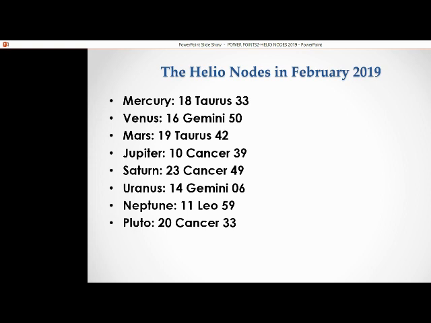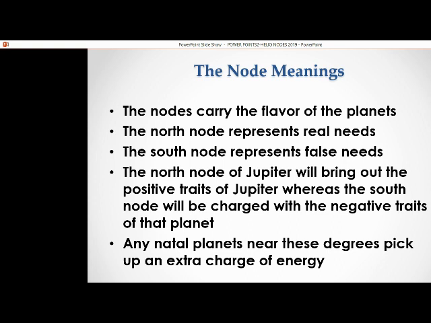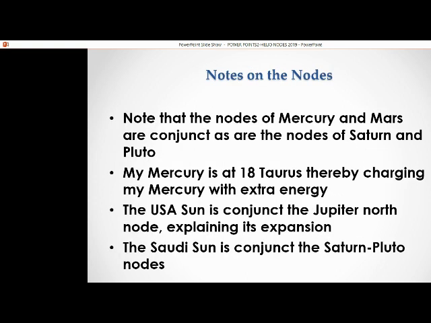Now, as I said, the nodes carry the flavor of the planets. The north node, I feel, represents real needs, and the south node, false needs. So the north node of Jupiter will bring out the positive traits of Jupiter, whereas the south node will be charged with the negative traits of that planet. Any natal planets near these degrees pick up an extra charge of energy. And I already noted the nodes of Mercury and Mars are in the same place, as are the nodes of Saturn and Pluto. They're conjunct.